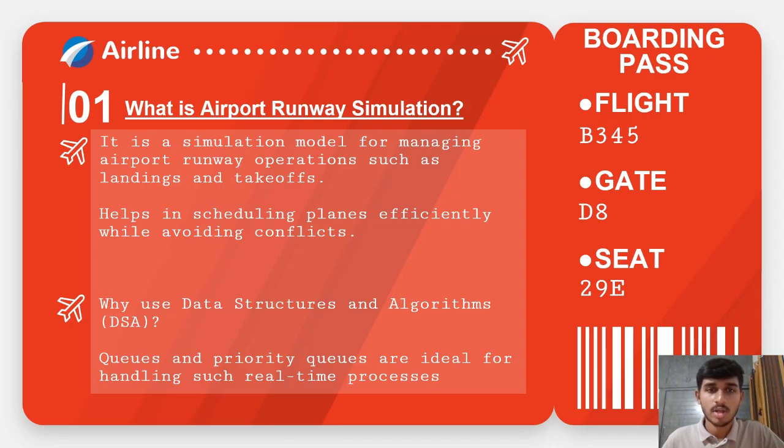So what is airport runway simulation? It is a simulation model made by using data structure concepts for modeling airport runway operations such as landing and takeoffs. It helps in scheduling planes efficiently while avoiding conflicts like two planes being scheduled on the same runway at the same time. We are using data structures and algorithms in this concept because queue and priority queue are ideal for handling such real-time processes.